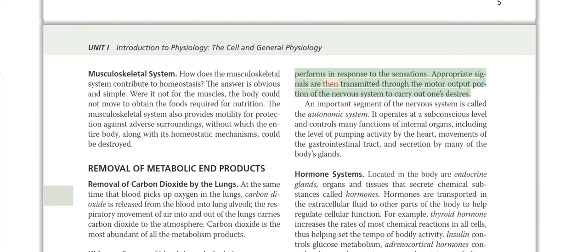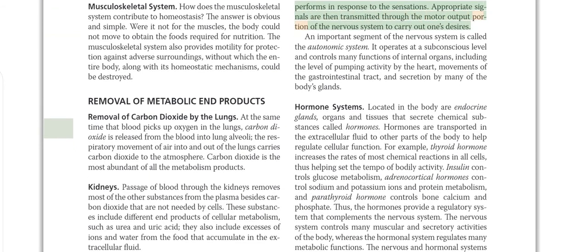Appropriate signals are then transmitted through the motor output portion of the nervous system to carry out one's desires. An important segment of the nervous system is called the autonomic system. It operates at a subconscious level and controls many functions of internal organs, including the level of pumping activity by the heart, movements of the gastrointestinal tract, and secretion by many of the body's glands.